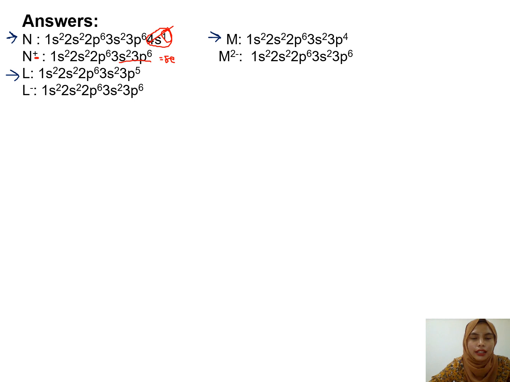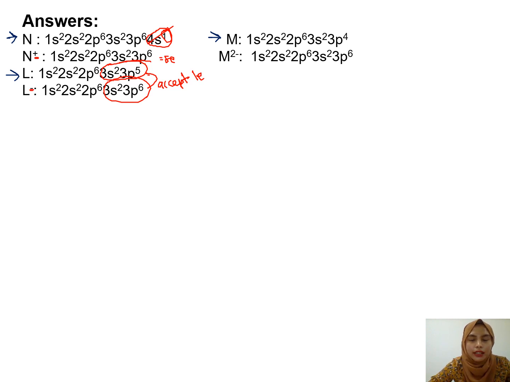Next ialah L. Okay, for L dia punya valence electron, valence shell dia lah 3s2 3p5. Jadi valence electron dia ada 7 elektron kan. So kalau let's say nak jadikan noble gases, L kena accept 1 electron. So bila L accept 1 electron jadilah octet. Therefore bila dia accept electron, makanya dia akan ada charge L minus.